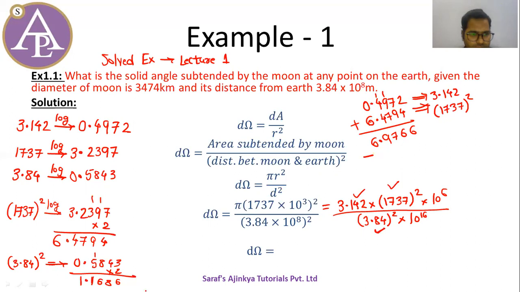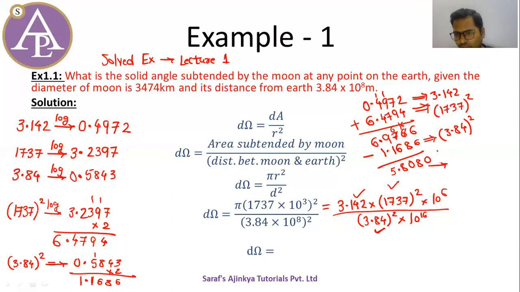3.84 square. So what is the log? This is 1.1686. I will subtract because this is the log of 3.84 square, and because we divided by 3.84 square, you have to subtract the log. So if you subtract, 6 minus 6 is 0, then I have to make this 6 into 16, so this will be 8. 6 minus 6 is 0. 9 minus 1 is 8. Point, this is 5.